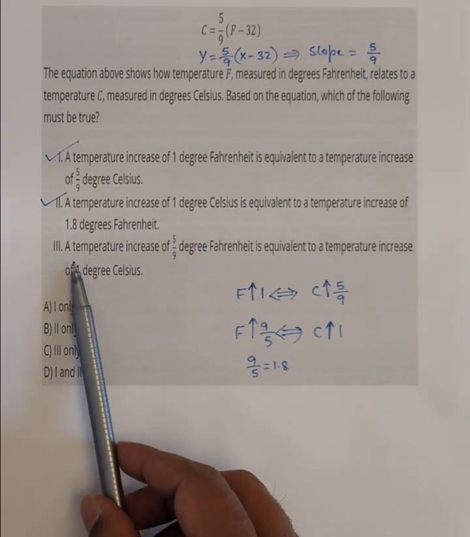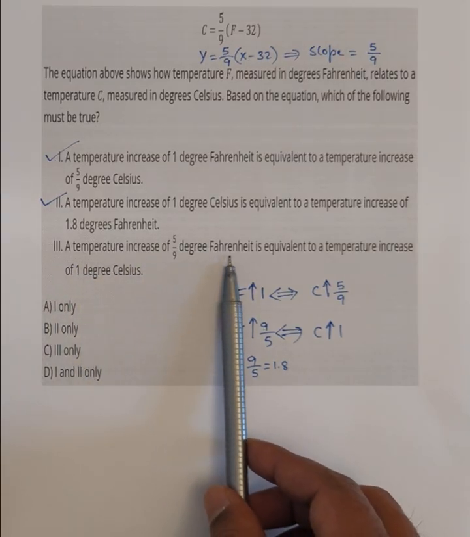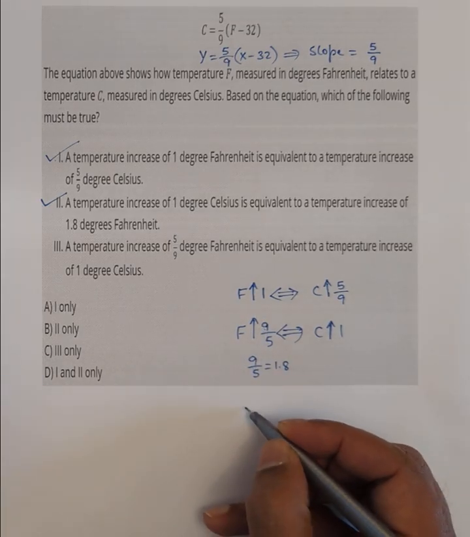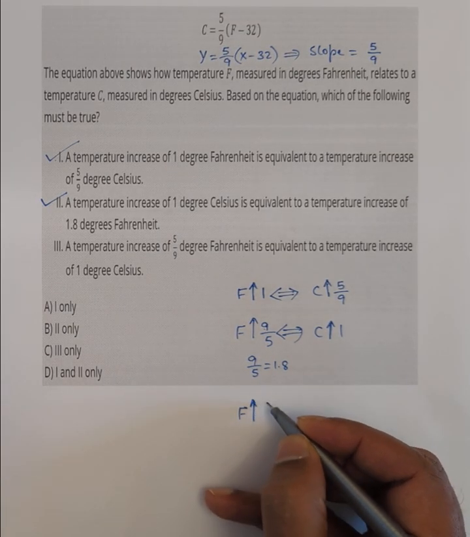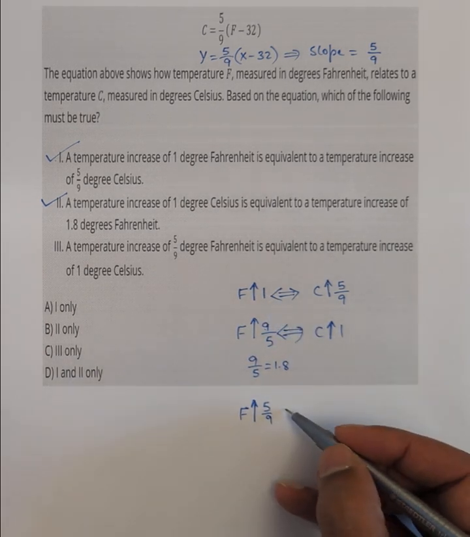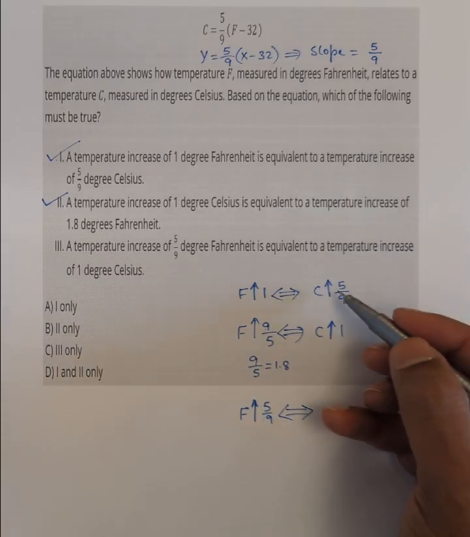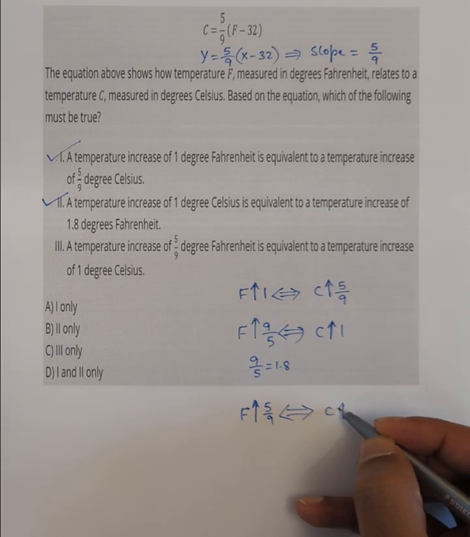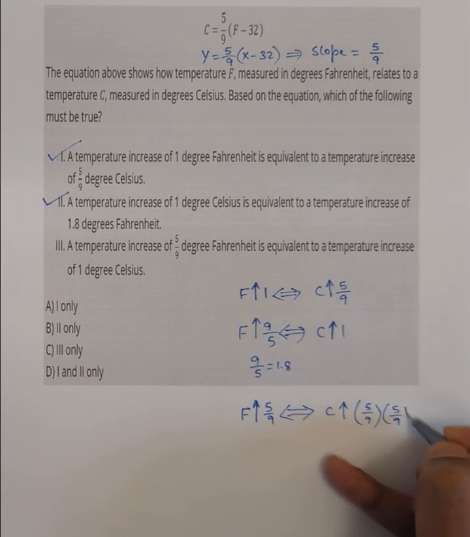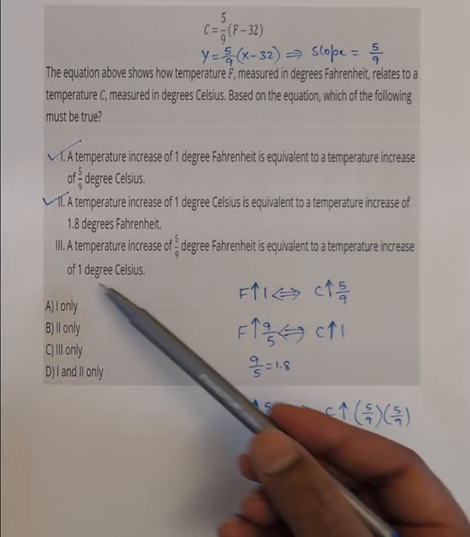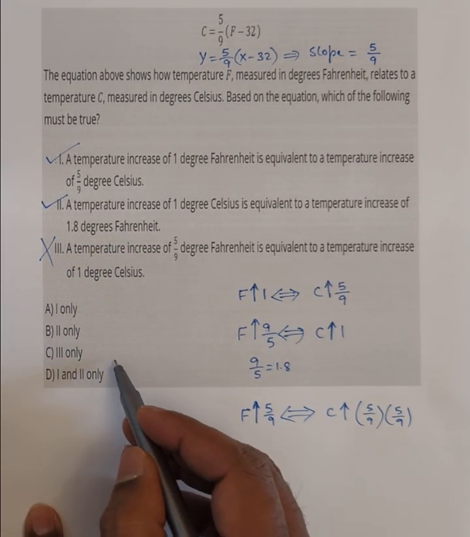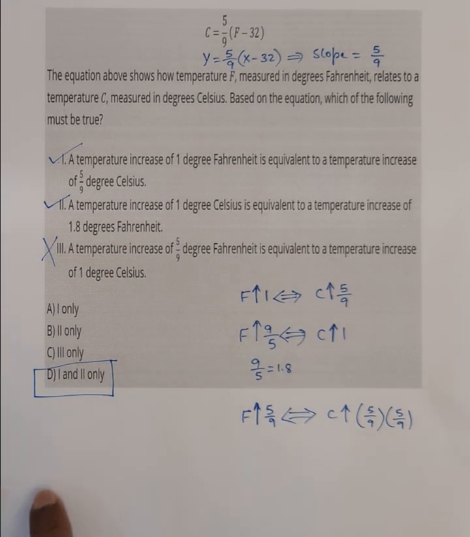Now, is this true? A temperature increase of 5 over 9 degrees Fahrenheit. If I take F to go up by 5 over 9, which means I am multiplying this by 5 over 9, I have to multiply here also by 5 over 9. So C would go up by 5 over 9 times 5 over 9, which is not equal to 1. So this is wrong. So the correct answer is choice D, 1 and 2 only.